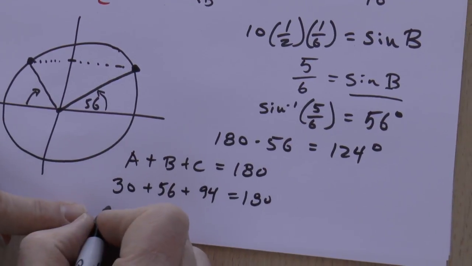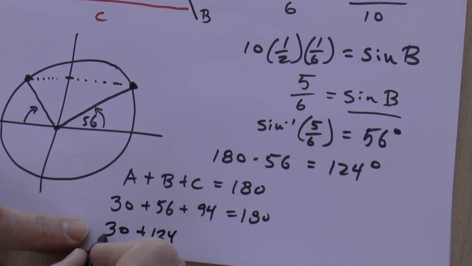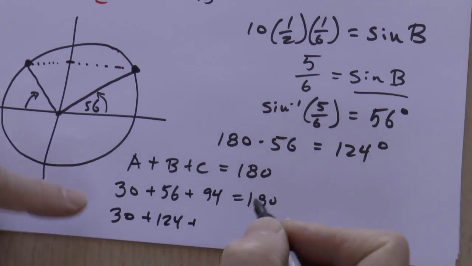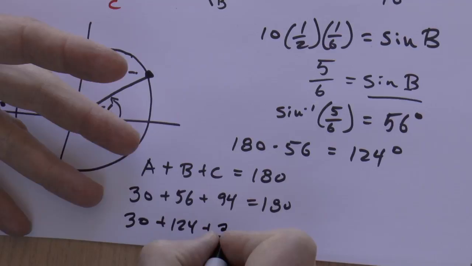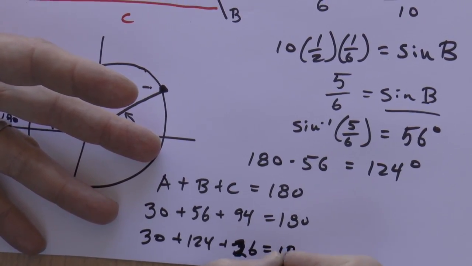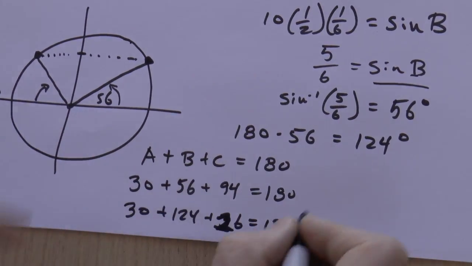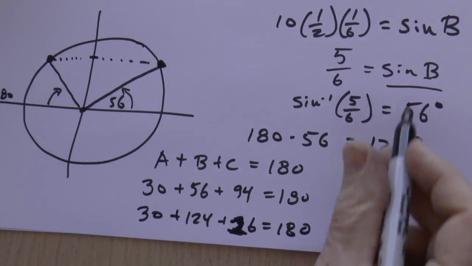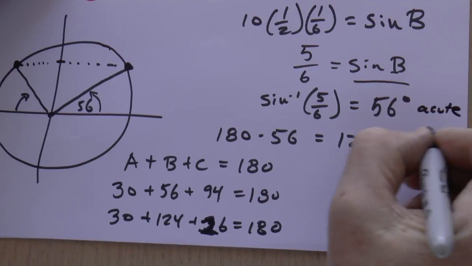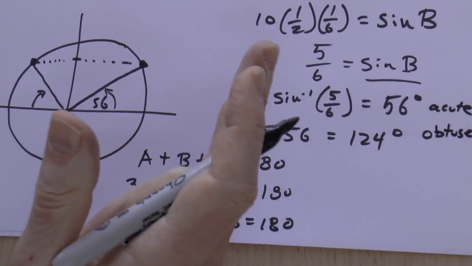Let's try the 124. 30 again, plus 124. Okay, that's 154. To get to 60, we need 6, and then 36, and 26. 180. That's 26, a reasonable number too. So these both work. We have 2 possibilities. Notice one is acute, one is obtuse. That's the difference. That's how you differentiate which is which.